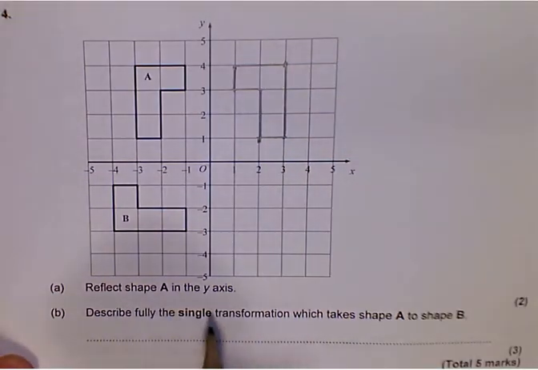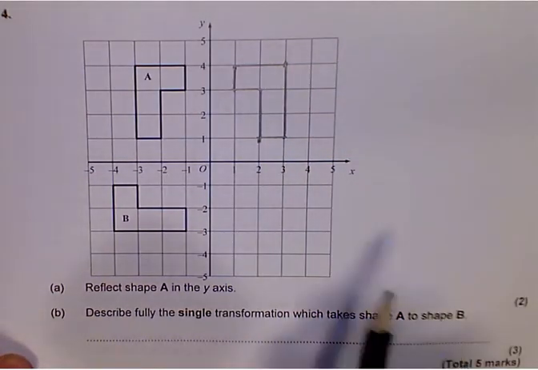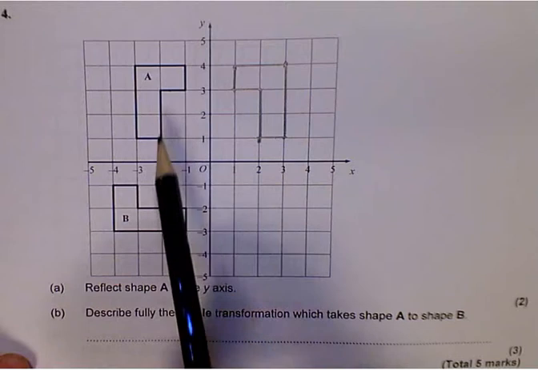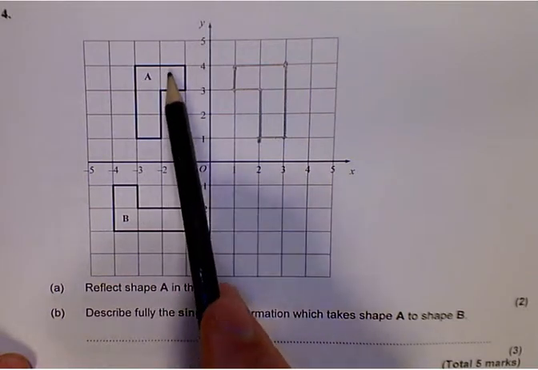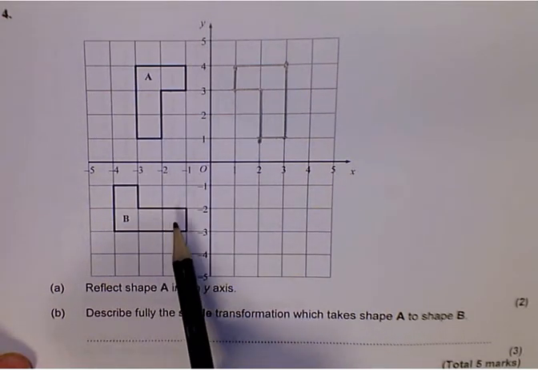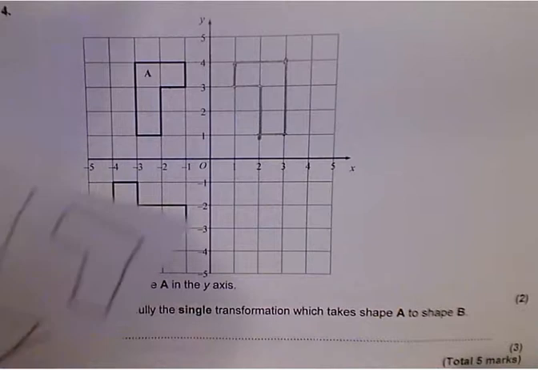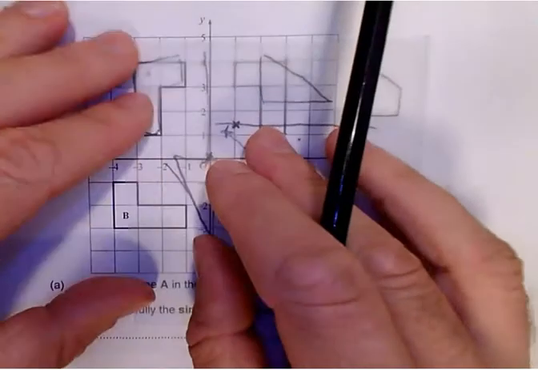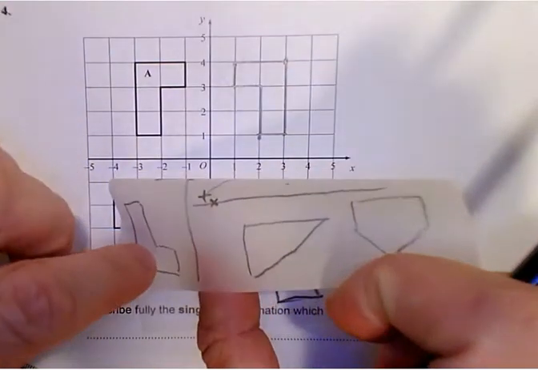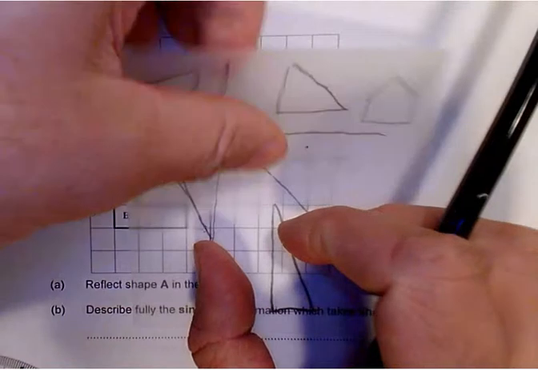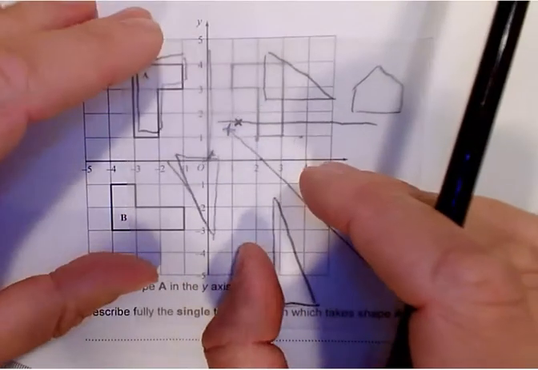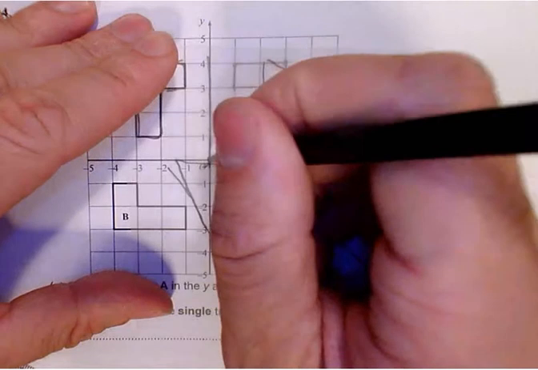Describe fully the single transformation that takes shape A to shape B. Now I'm looking at it, going, right, it hasn't got bigger, so it's not an enlargement. It's not the same way round, so it's not a translation. Is it a reflection? Well, if it folded over, it's going to look like that, so it's not a reflection. What about if it folded over that way? No, it's not going to go that way. It must be rotation.